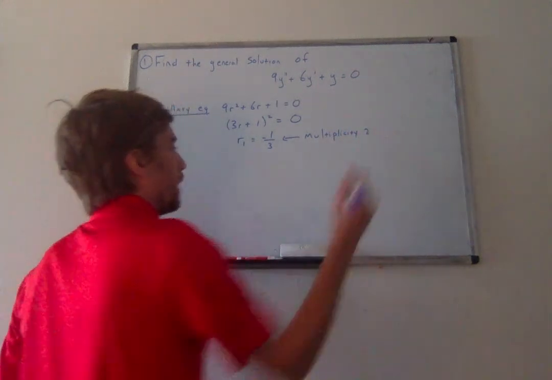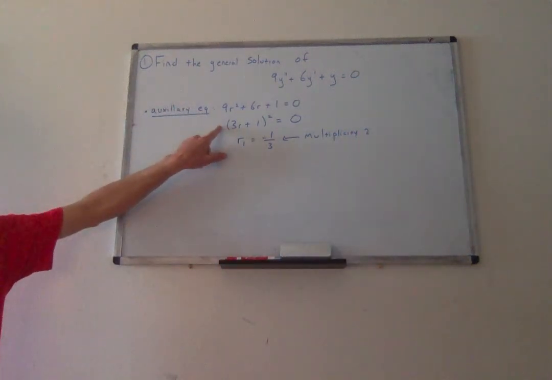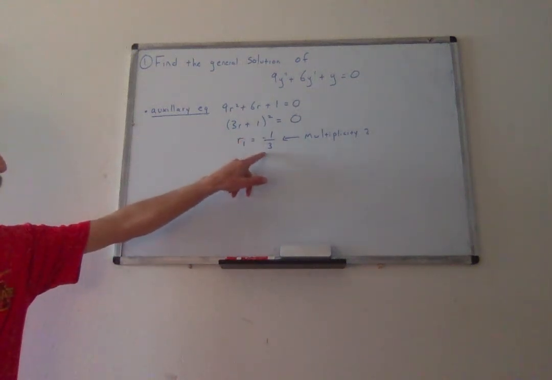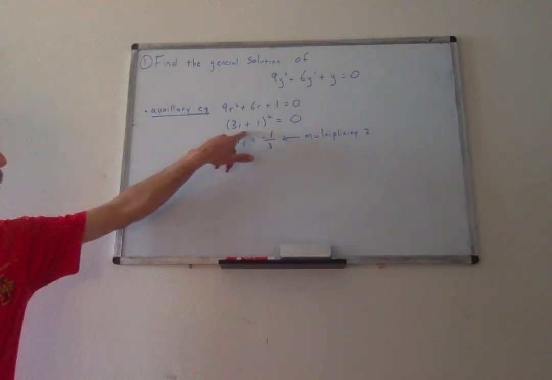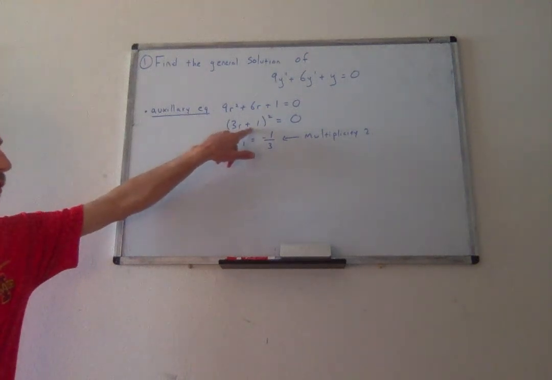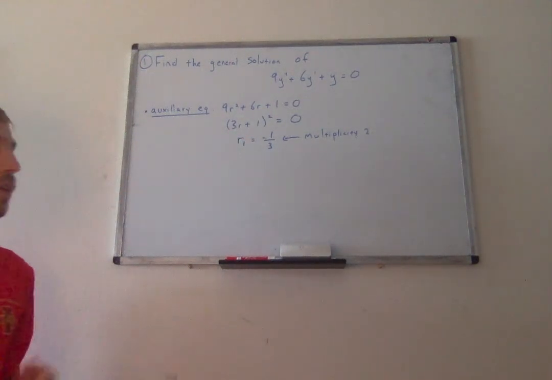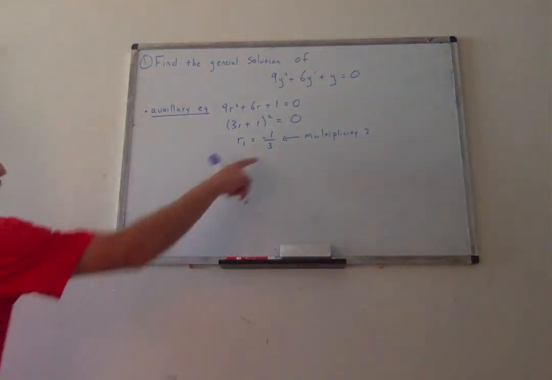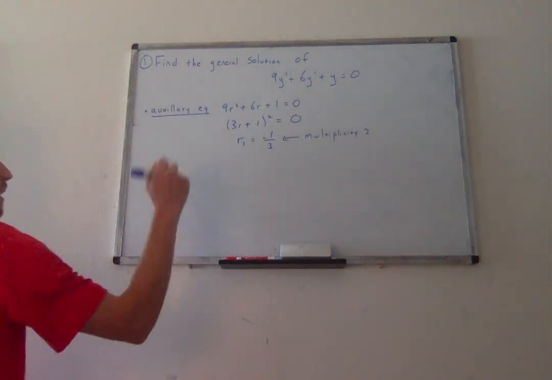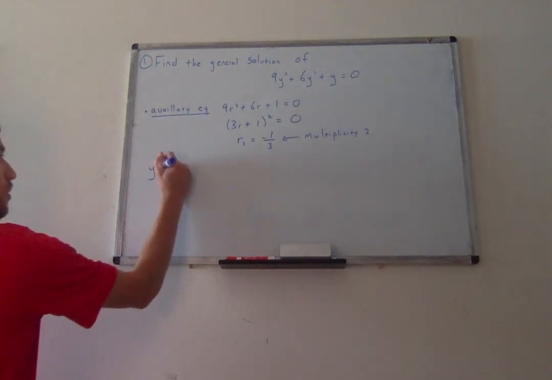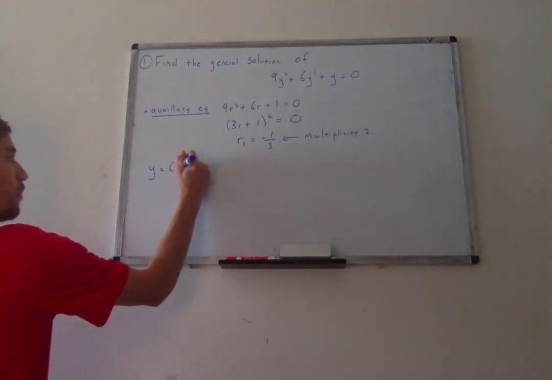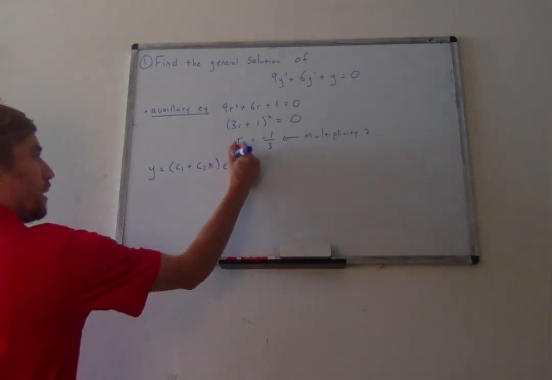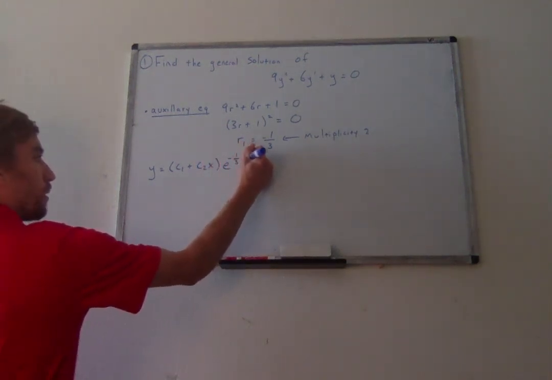So this just means that if we were to completely factor this into linear factors, in a sense you can think of this root popping up twice because we've got 2 factors of this 3r plus 1 term. And so a root like this corresponds to the general solution y equals (c1 plus c2 times x) e to the negative 1/3 x.